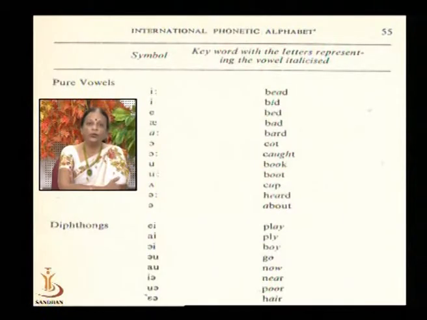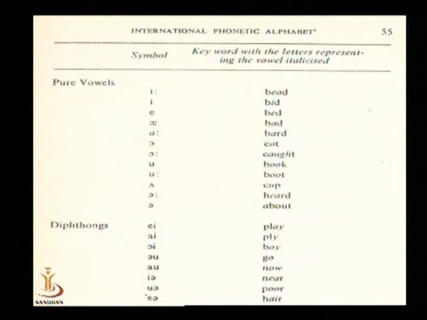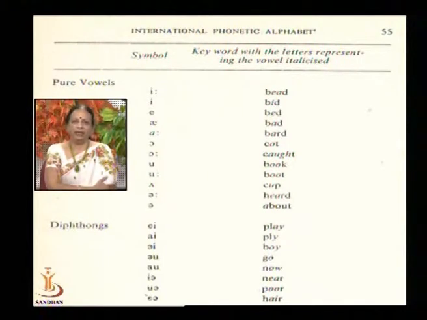Let's look at the slide again, my dear students. And what do you see? We are now going to pronounce only the vowel sound. So what do I have? E, I, E, A, A, O, O, U, U, A, A, and A. Difficult? Not really. Difficult because you're hearing it the first time. But when you go back and revise, it'll become very easy.